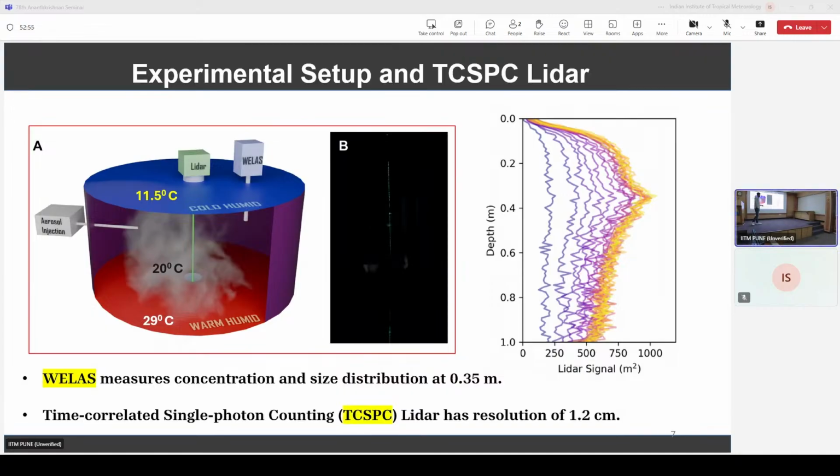This particular, what is the height? I think it is 1 meter. It is just 1 meter. Yes, yeah. And resolution is 1.2 centimeter.